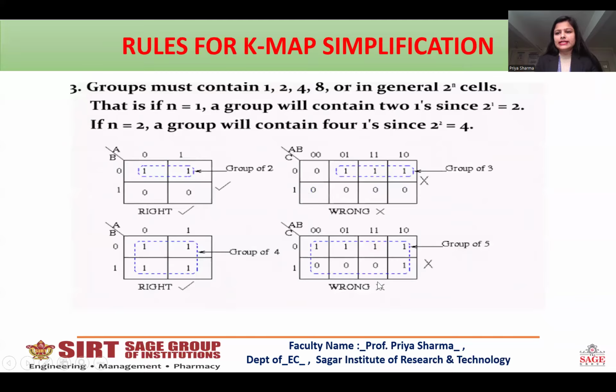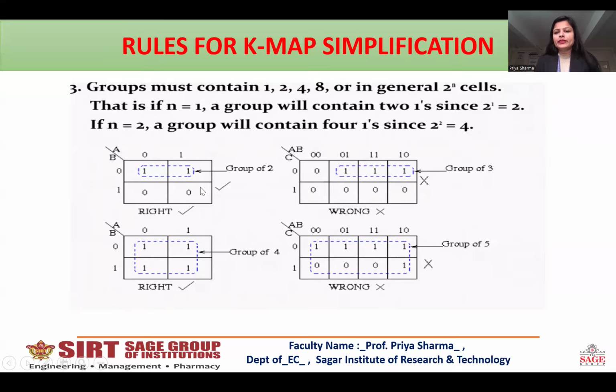The third rule states that a group must contain 1, 2, 4, 8, or in general 2 to the power n cells. That is, 2 to the power 0 is 1, 2 to the power 1 is 2, 2 to the power 2 is 4, and 2 to the power 3 is 8, and so on. So groupings are according to the powers of 2 only. If n equals 1, a group will contain 2 ones, since 2 to the power 1 is equal to 2. If n equals 2, a group will contain 4 ones, since 2 to the power 2 is equal to 4.